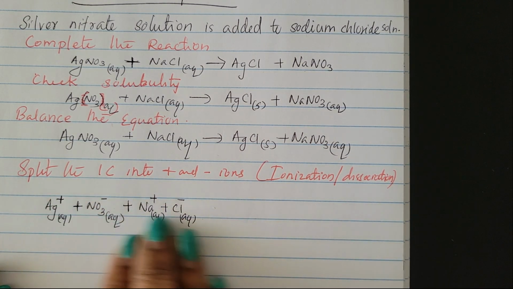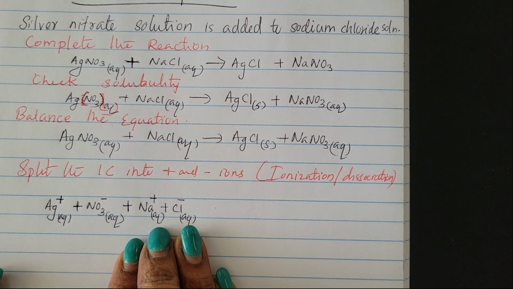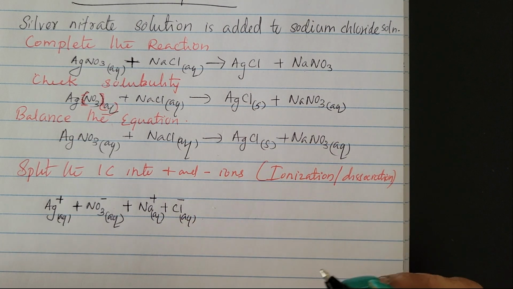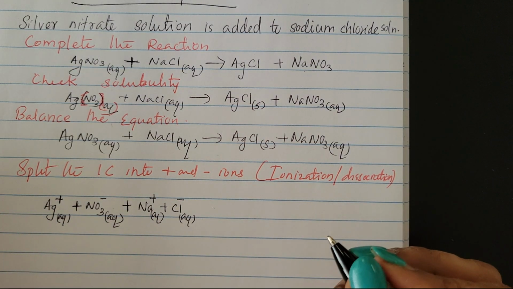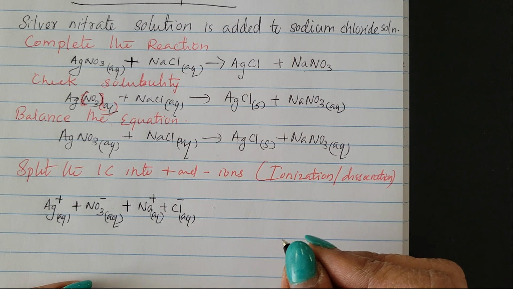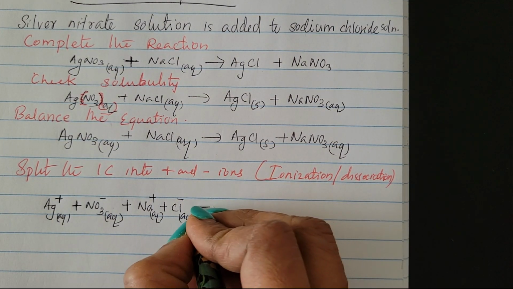So since in the reactants everything exists in ionic state, that's why double replacement reactions are really fast. They don't need to break the bonds. Bonds are already broken. They are already in ionic state. They just combine with others.